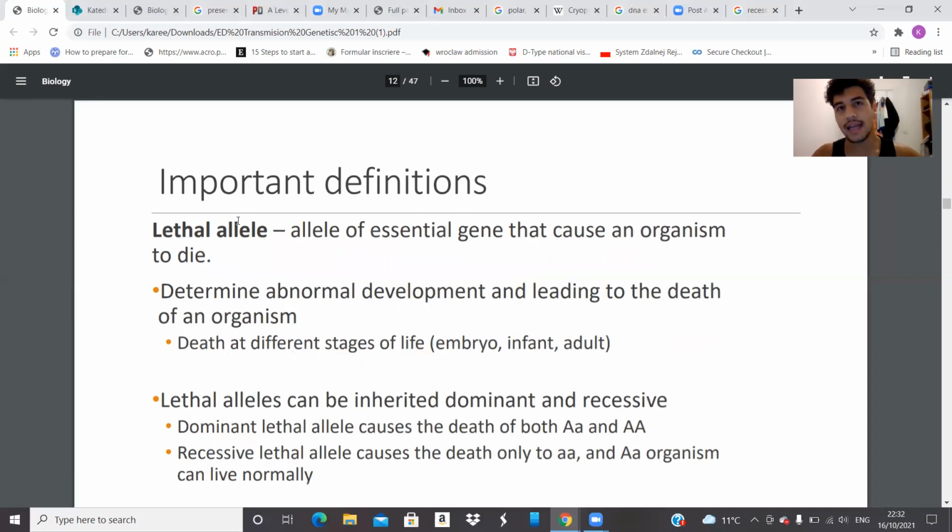Lethal alleles. So lethal alleles are any alleles or a combination of them that leads to death, either at an embryo stage or a childhood stage or adulthood stage, okay? So yeah, that's lethal allele. Lethal alleles can be dominant or recessive. So if it's recessive, that means that you need to be homozygous and recessive in order to get the lethal effect, or to die. However, if the lethal allele is dominant, that means that if you have the dominant version of the allele, then it will lead to death.